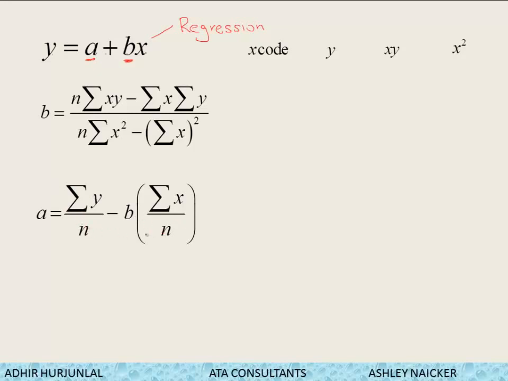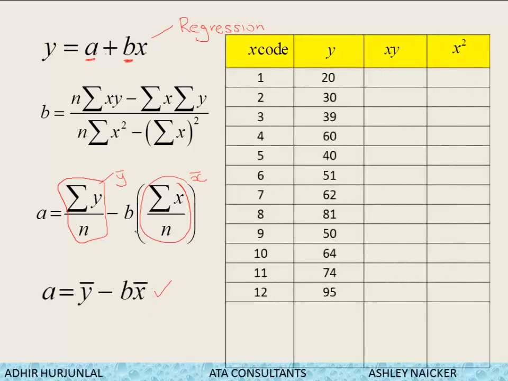The equation to calculate A is given as this in your formula sheets, but I do not like to use this equation. The reason I do not like to use it is, if I have to look at this portion here, what is that? The sum of y divided by n. I've explained it previously. The sum of y divided by n is actually the mean. So that can be written as the mean of y. Likewise, the sum of x divided by n, that can be written as the mean of x. So therefore, I prefer using that equation. And once I get this equation, guys, I now have my trend line equation.